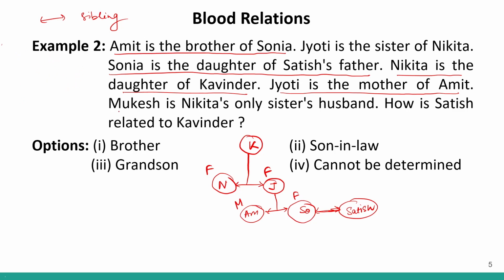Let us move forward. Mukesh is Nikita's only sister's husband. So Nikita's only sister means Jyoti because Jyoti is female. So Mukesh is Nikita's only sister, which is Jyoti, husband. So Mukesh will be male.